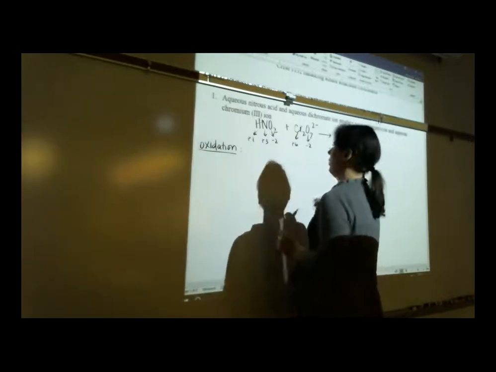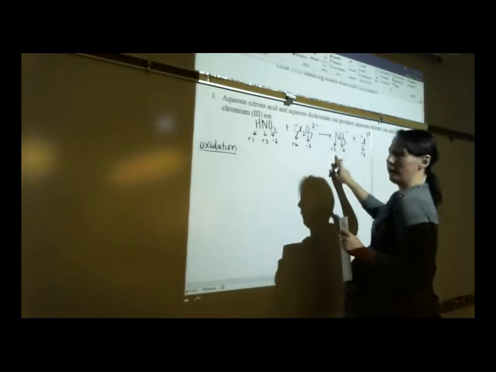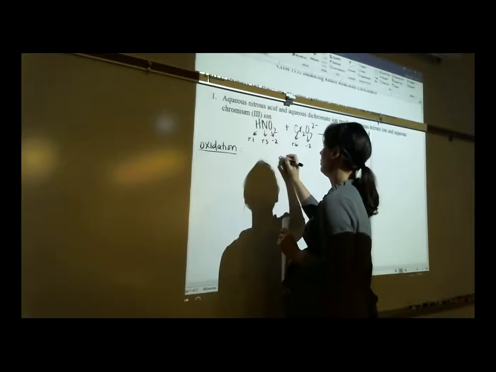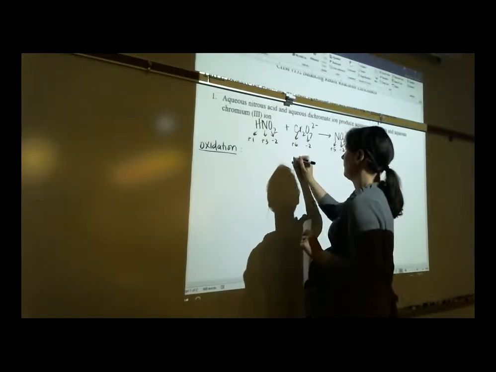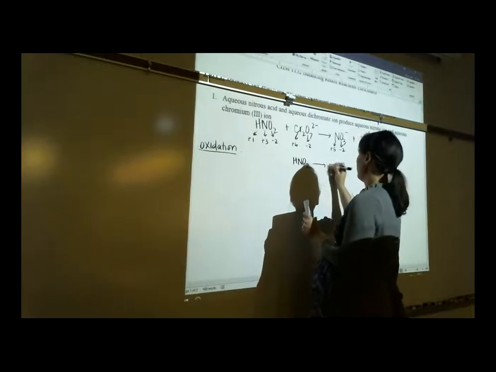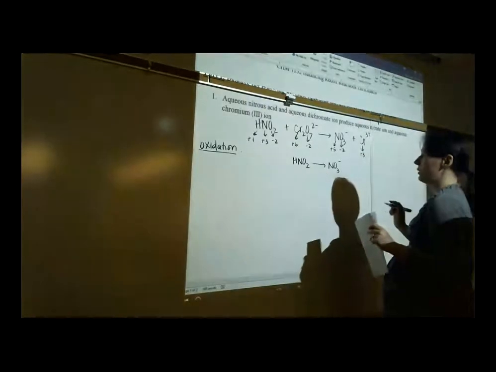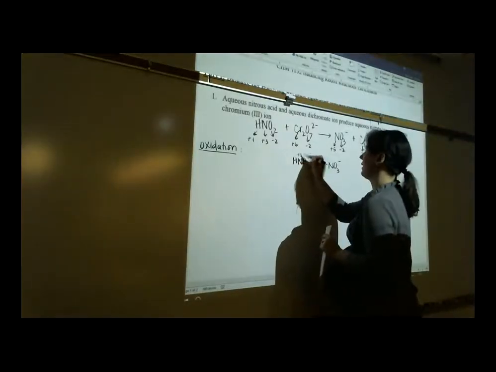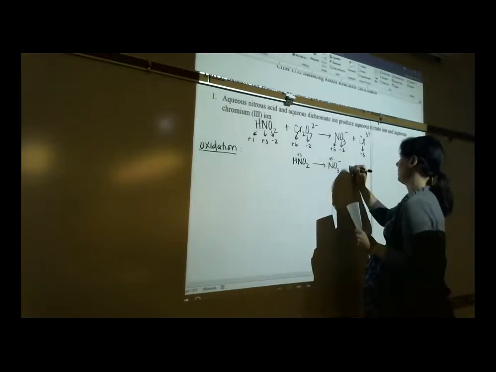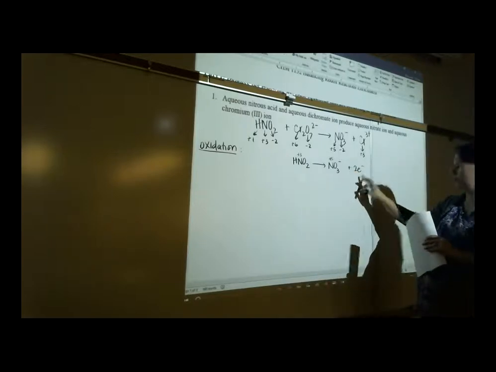All right, so what's getting oxidized? So nitrogen's going from +3 to +5, right? So that's oxidation. So let's start with HNO2, and it's going to NO3 minus, right? So it's going from +3 to +5. So that's a loss of 2 electrons. Because remember, oxidation involves writing electrons as products.